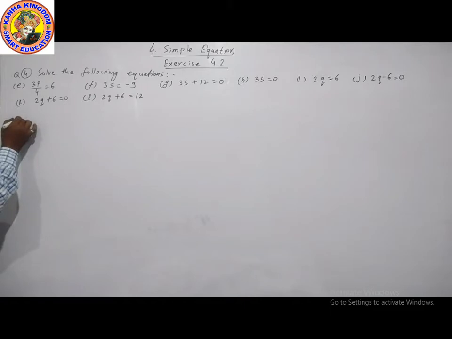Part E is 3p upon 4 is equal to 6. Solve the following equation means find the value of p. How to separate the p? Here is multiply by 3 and divide by 4. We will remove the divide by 4, so we will multiply by 4.